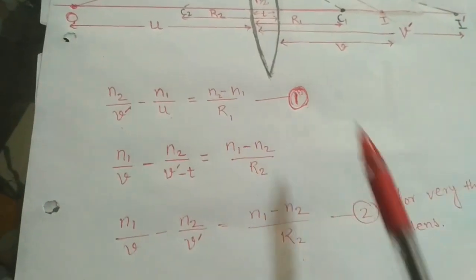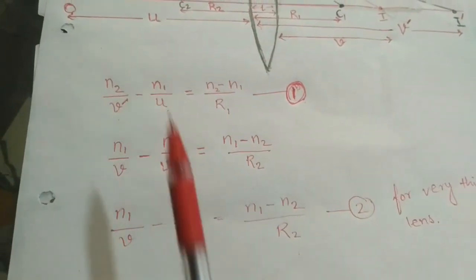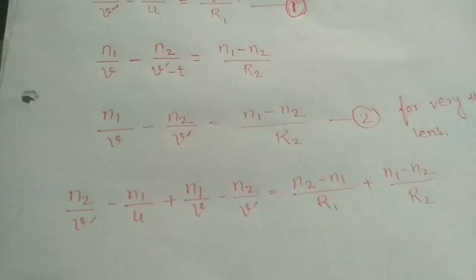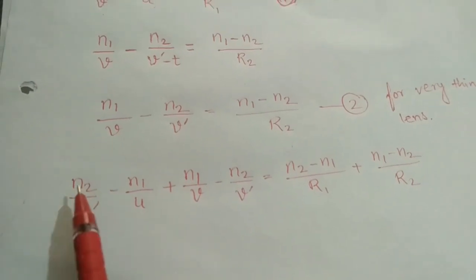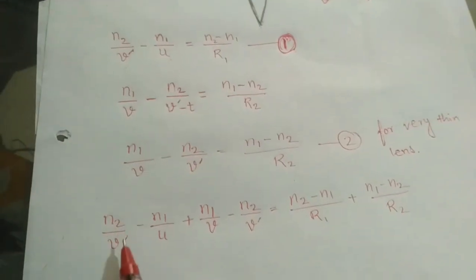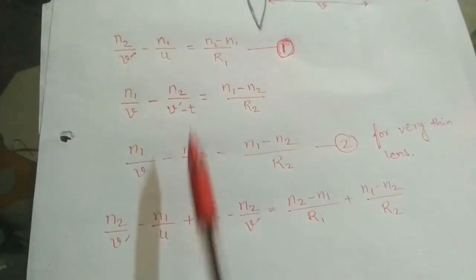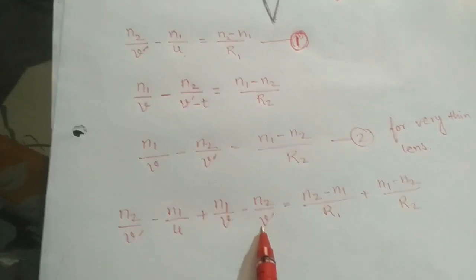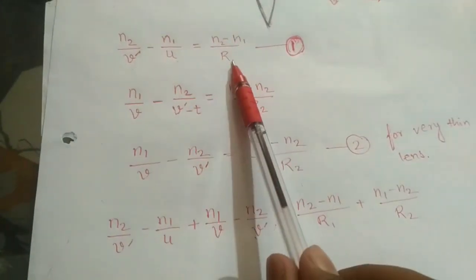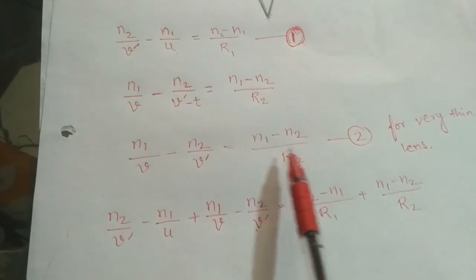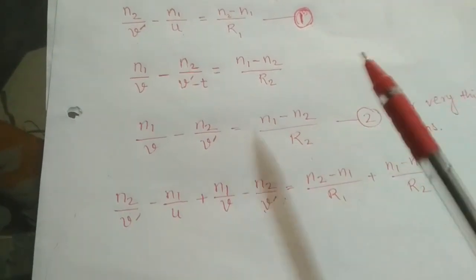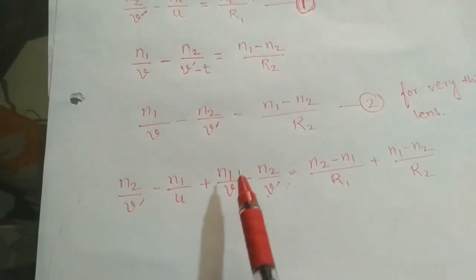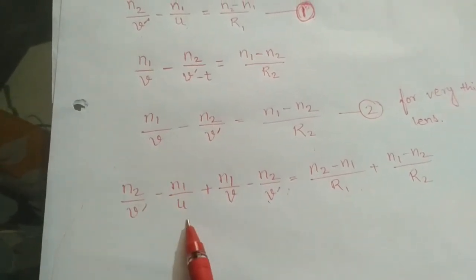So see from this equation and this equation, N2 upon V dash here and N2 upon V dash here also. Let's add both the equations and see what will happen on adding: N2 upon V dash minus N1 upon U written here, plus N1 upon V minus N2 upon V dash, added, is equal to N2 minus N1 upon R1 plus N1 minus N2 upon R2. So you can see N2 upon V dash and N2 upon V dash are the same, so that will be cancelled. So N1 upon V minus N1 upon U remaining.